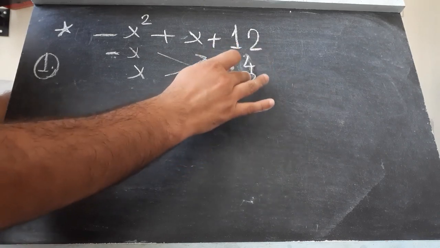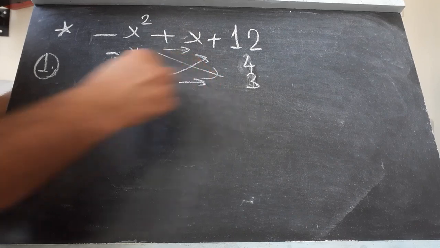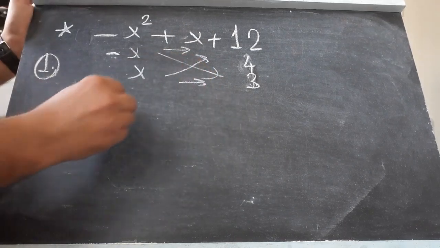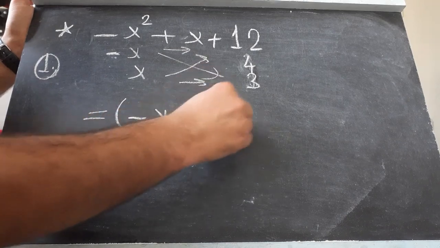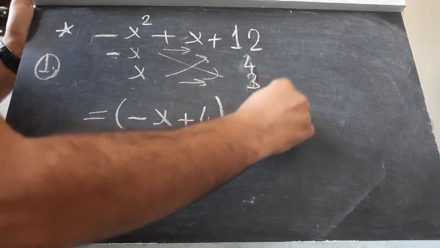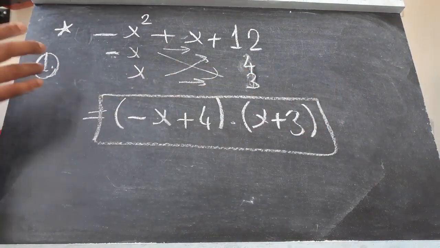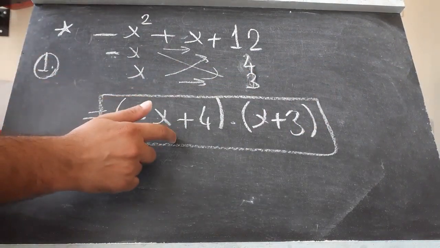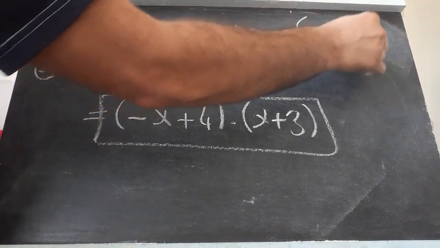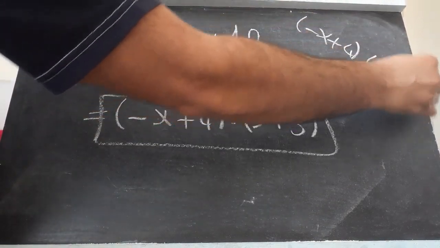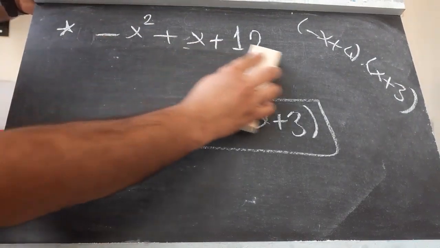See, now after that you are going to write correspondingly. That will give you negative x plus 4 times x plus 3. Okay, this one is the first method. Don't forget this expression. Negative x plus 4 times x plus 3. I wrote there. Okay, so let me show you the second method.